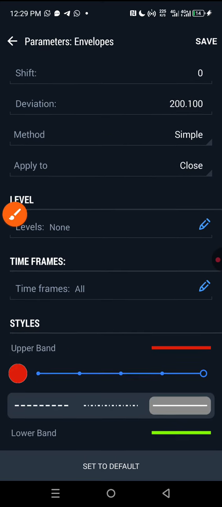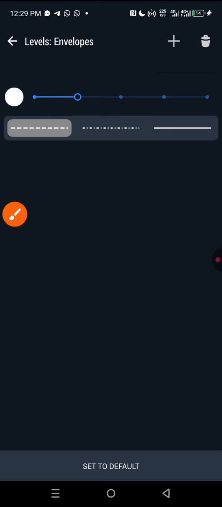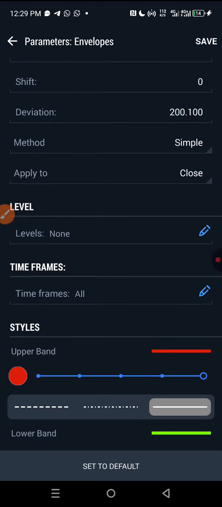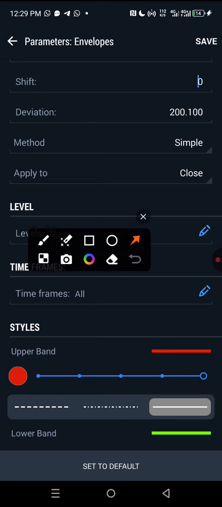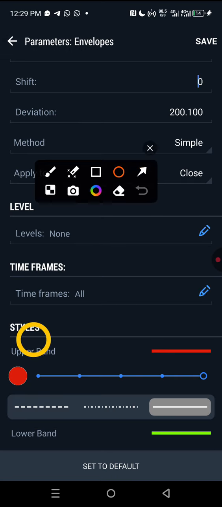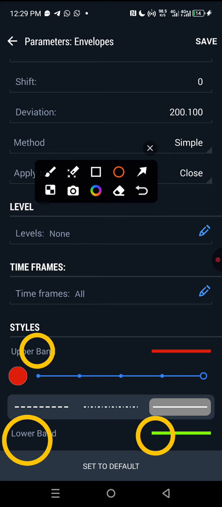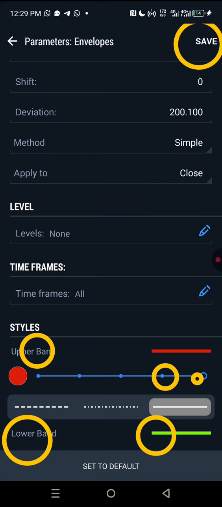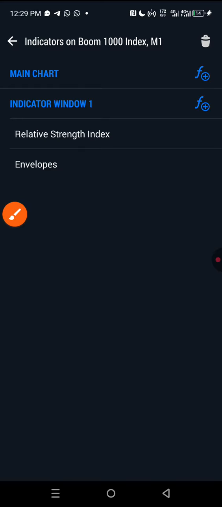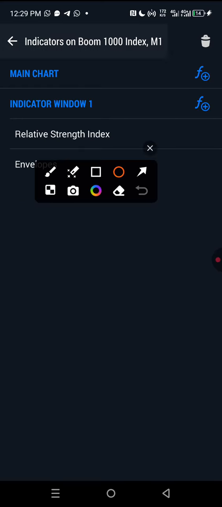Then after that, you scroll up. You first of all see upper band. Make this upper band red. Then make the lower band green, and increase the pixel to the highest. Okay, then after that you click on save. You will see the envelope this way. I see the envelope now.